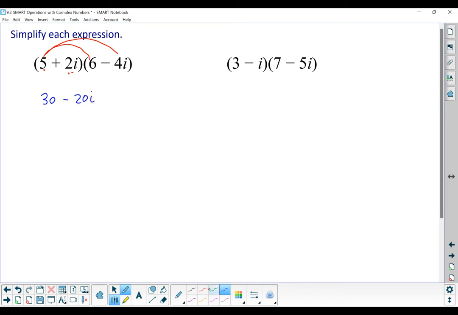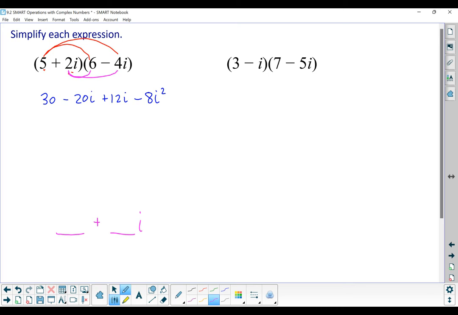So now I also need to distribute the 2i. So the 2i multiplied by 6 gives me 12i, and the 2i multiplied by 4i gives me negative 8i squared. And make sure you don't miss that squared. If you're multiplying a number with an i by another number with an i, you're going to have an i squared.